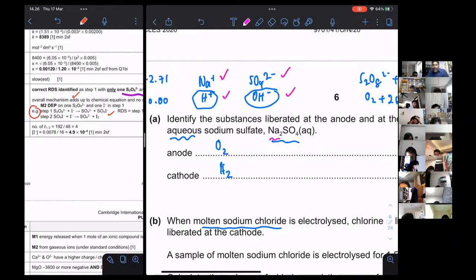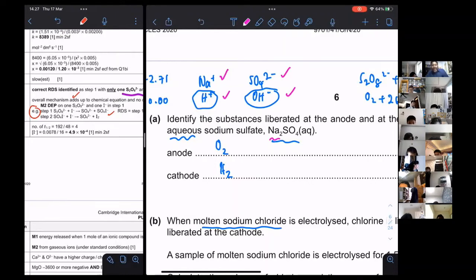Last time in IGCSE they would have mentioned that sulfate is a big ion, normally they are not selected. So OH- will be selected to give you O2. That is IGCSE. Sodium and hydrogen, hydrogen is lower in the reactivity series, and they say the one that is lower will be selected, so the hydrogen will be selected.